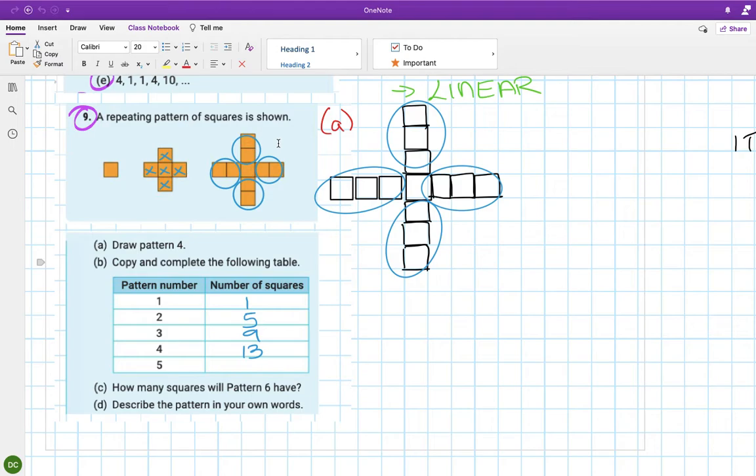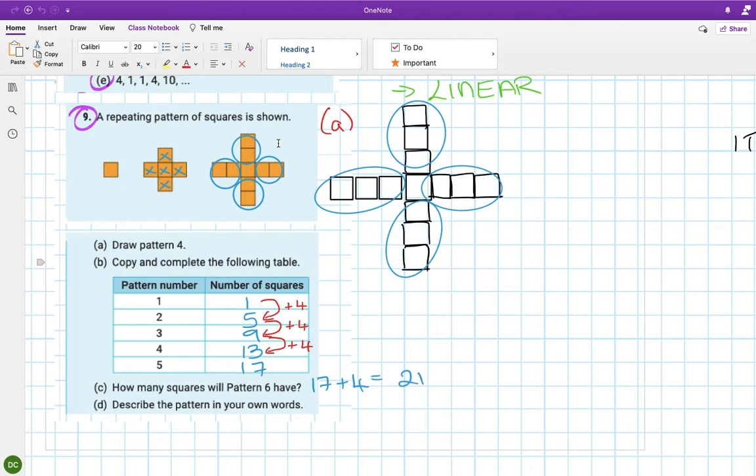Okay, so is there a pattern there? Let's have a look. So 1 to 5 is plus 4. Yeah, 5 to 9 is plus 4. 9 to 13 is plus 4. So if I just plus another 4, I get 17. So how many squares will the 6th pattern have? So 17 plus 4 is 21 squares.